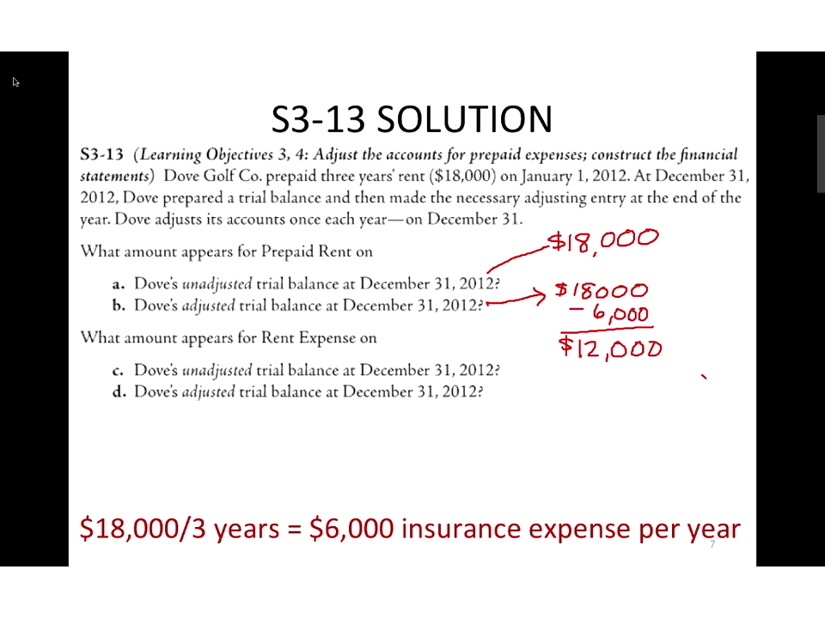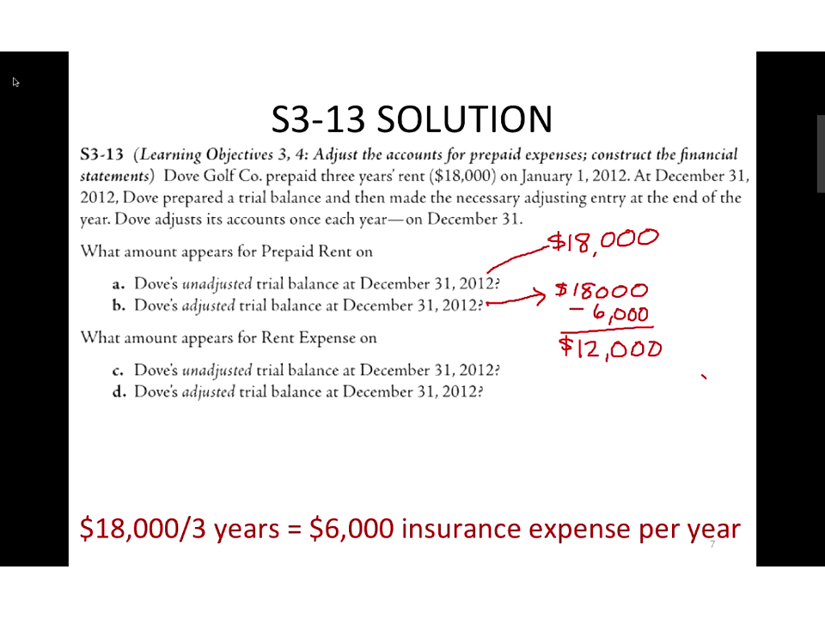Because remember, on a trial balance, it's telling us how much that asset is worth right now. At the end of December 2012, we still have 2 years of rent left. So we can say, well, we have $6,000 for 2013, and we have $6,000 for 2014. But that's what it's asking. It's asking for the balance of that asset at the end of the first year.